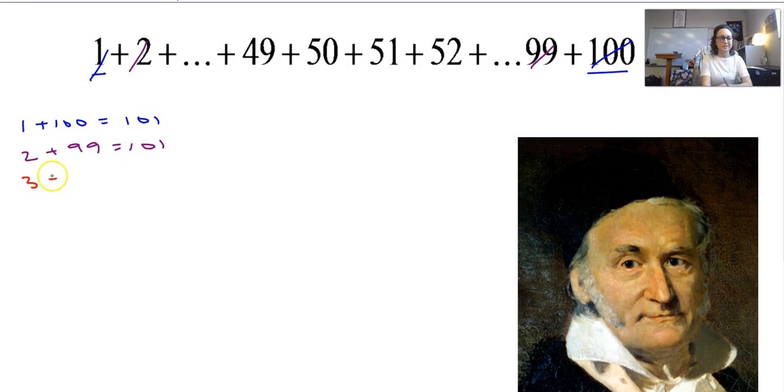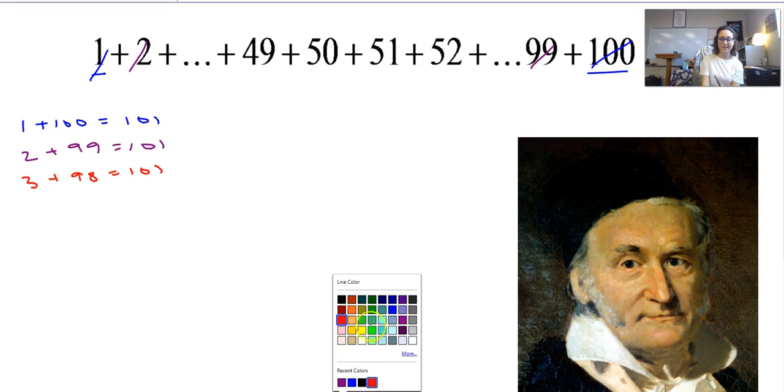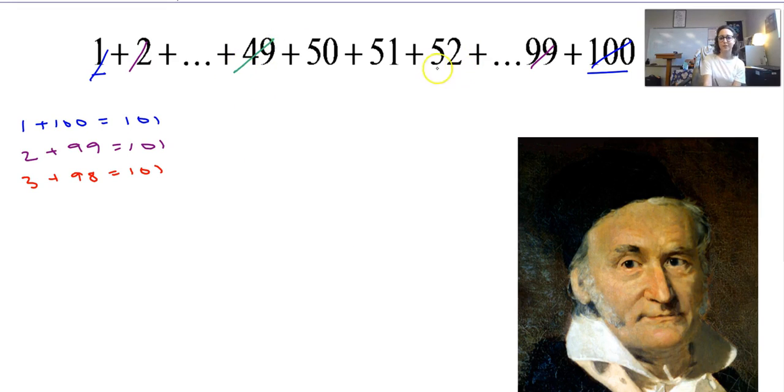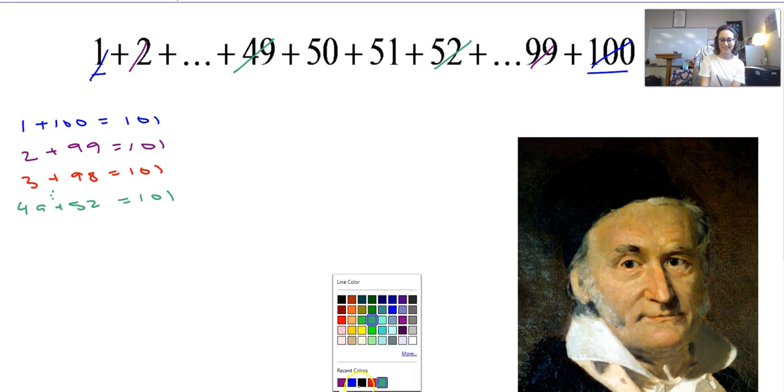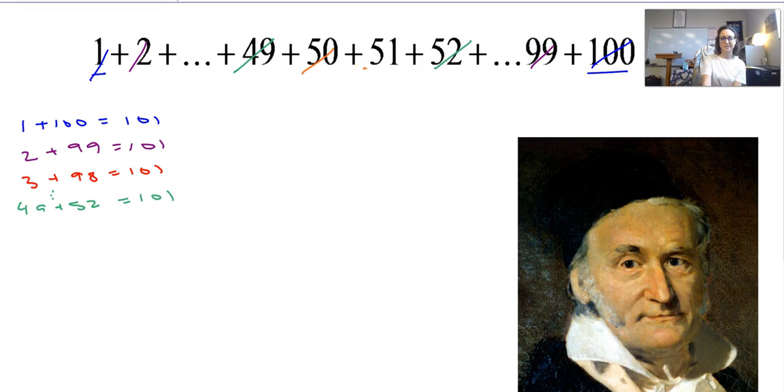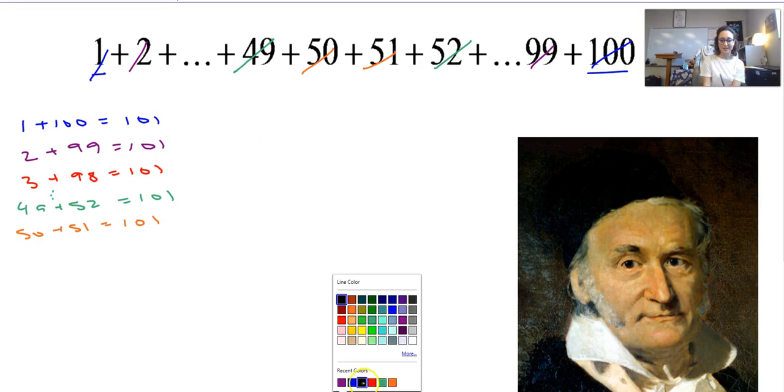I'm struggling here. All right, and he's going to work his way in. He's like, okay, well, this pattern's going to continue, right? Until we finally get to 49 plus 52. Okay, there's another 101, and finally, I'm going to get to 50 plus 51, and that's 101. And so we end up getting 101.